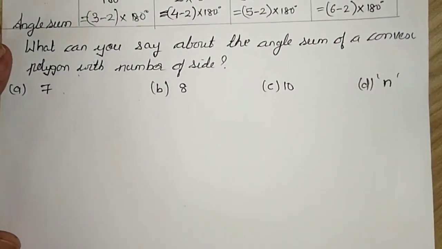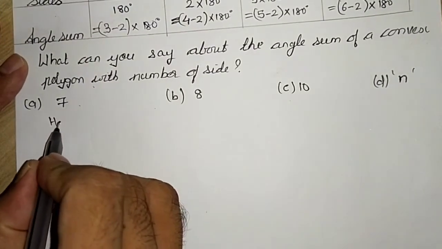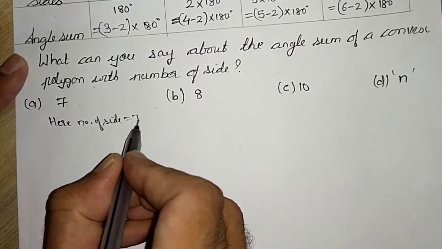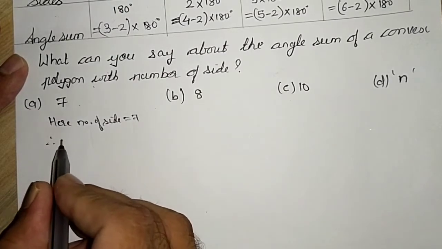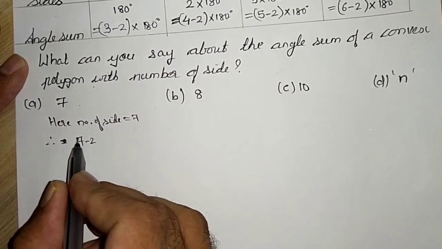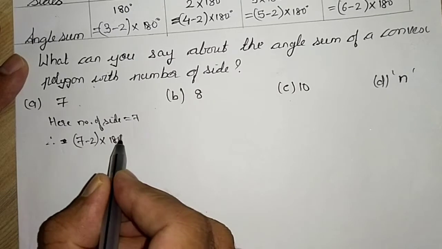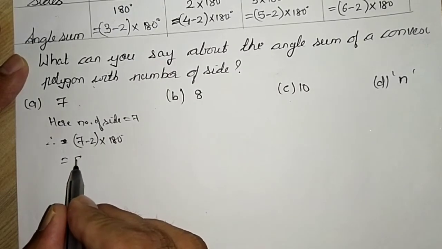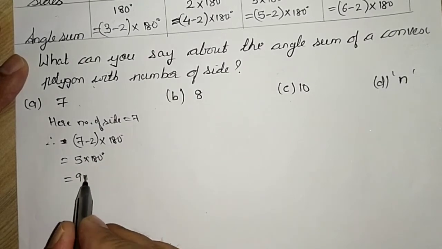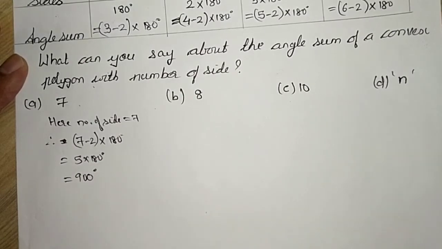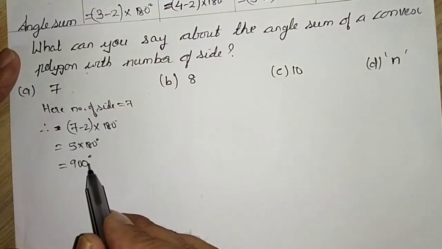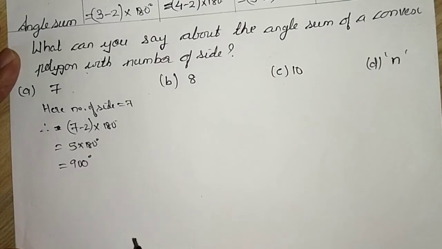So we will write here, number of sides is equal to 7. Therefore, 7 minus 2 multiplied by 180 is equal to 5 into 180 degrees, and 18 5s are 90, and this 0, so it will give us 900 degrees. So if it is having 7 sides, the angle sum property will be 900 degrees.